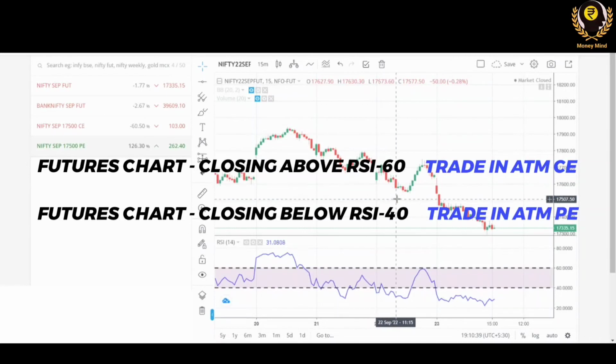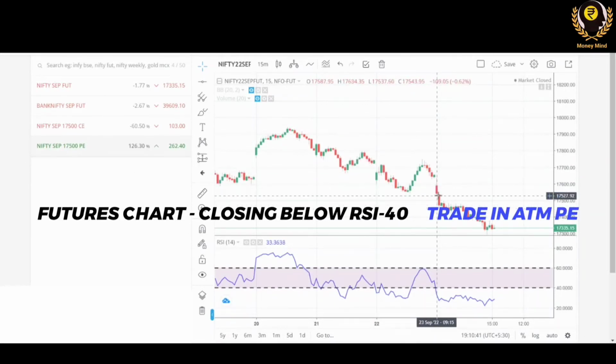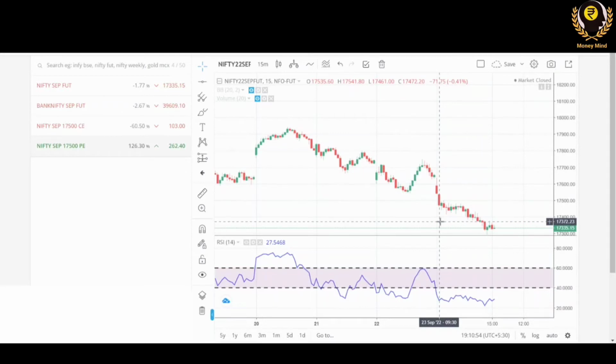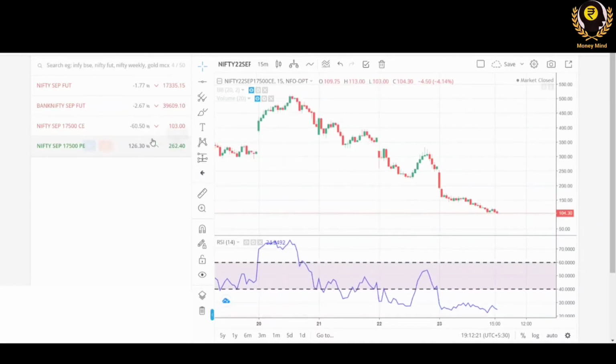Now, as this futures chart shows the candle to close below RSI 40, we are going to trade into puts. If it had crossed above RSI 60, we would have planned to trade in calls. So I'll first check the Nifty 17,500 call, as I have to trade into puts, but I will not take an entry until and unless the call chart of 17,500 has also crossed below 40.